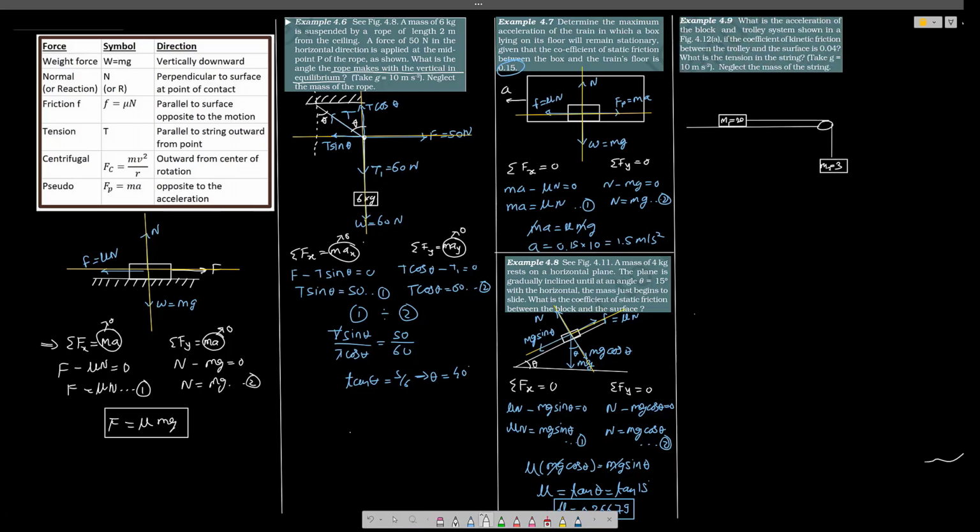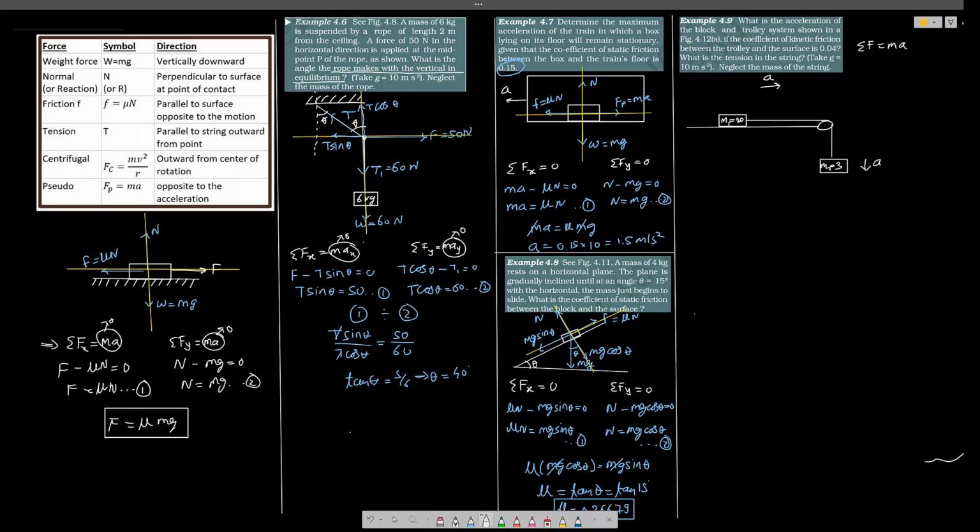Okay, let's see your question. What is the acceleration of block and trolley system shown in figure? So your system is in acceleration. Okay, your resultant force will not be equal to 0. Acceleration is in right side and acceleration of this block is in downward direction. याद रखो, sigma fx will not equal to 0. Here we have to use sigma F is equal to ma, not equal to 0.